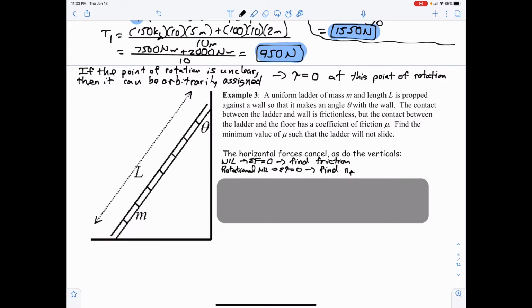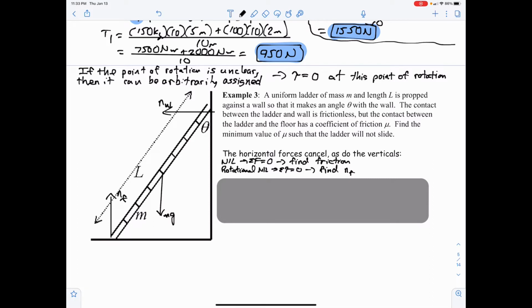First and foremost, we've got a ladder that is, let's see, 1, 2, 3, 4, 5, 6, 7, 8 units long. So I'm going to draw the weight from the middle, and I'm going to label that mg. Then you've got the normal force from the wall. I'm going to call it NW for normal force of wall. Then you've got normal force of the floor. I'll call that N sub F.